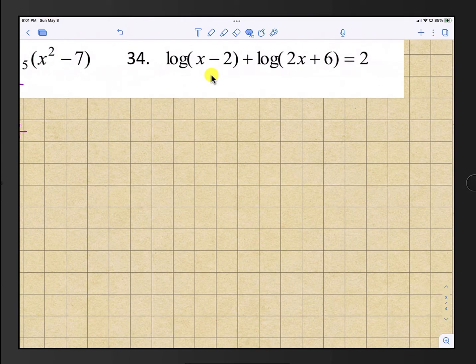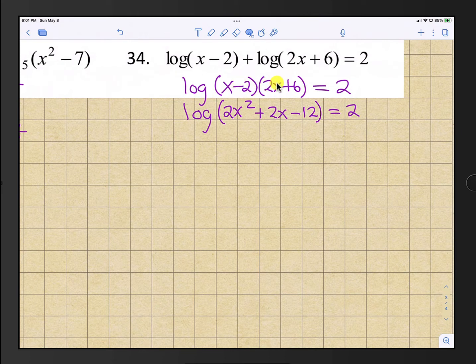And here's number 34. Again, we have the addition of two logs, so that will condense into a product. So that would be log of x minus 2 times 2x plus 6 equals 2. Now we can go ahead and convert this by multiplying out these two binomials. When we distribute it out, you'll get 2x squared plus 2x minus 12. Well, let's go ahead and convert this into an exponent. We know log is actually log base 10, so that would be base 10 raised to the second power equals what you have on the left side.